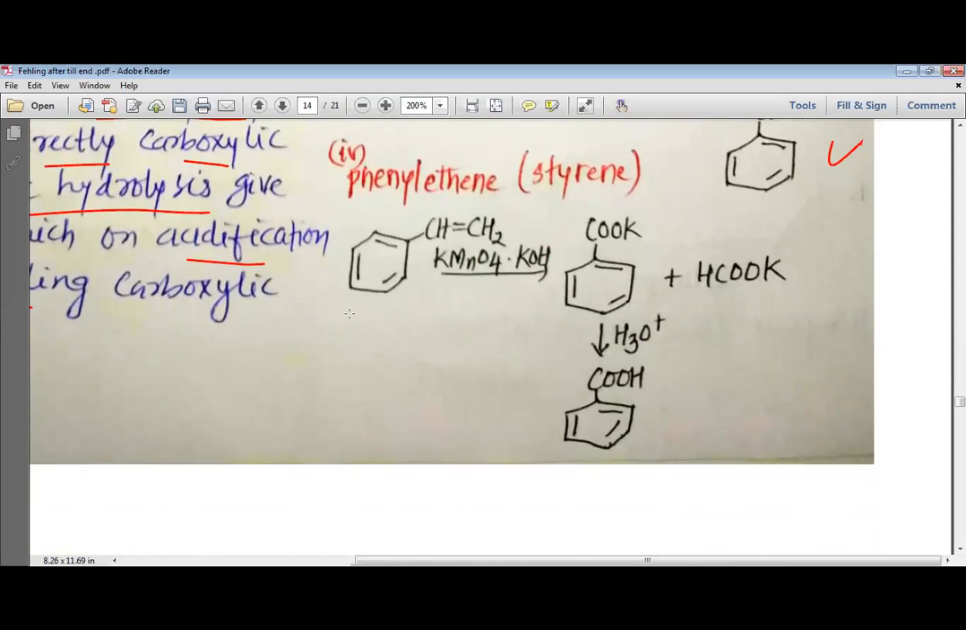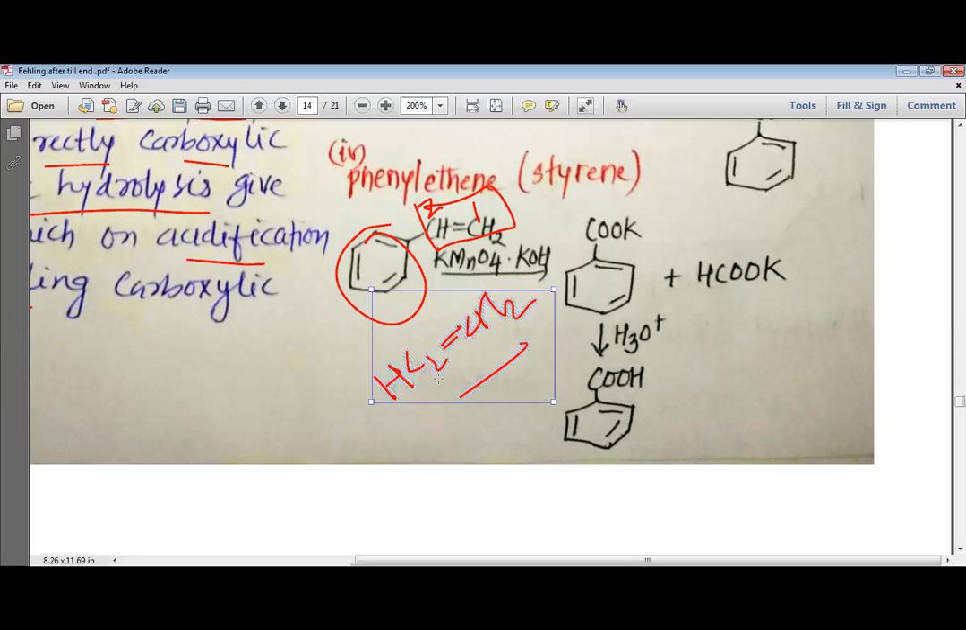Suppose we have styrene, this compound where benzene has got the side chain CH double bond CH2, which is also known as phenylethene. You can see, my dear students, that here we have two carbon. If we put hydrogen instead of a phenyl ring, we will have CH2 double bond CH2, which is ethene. If one hydrogen from this ethene is replaced by one phenyl group, we get phenylethene, and that is why this phenylethene is also known as styrene, my dear students.